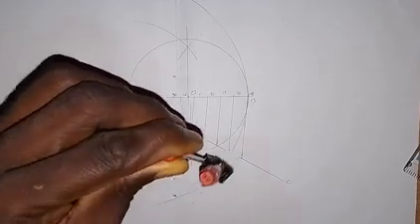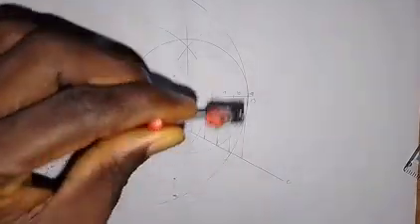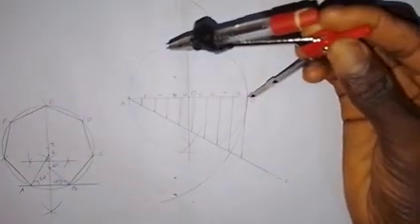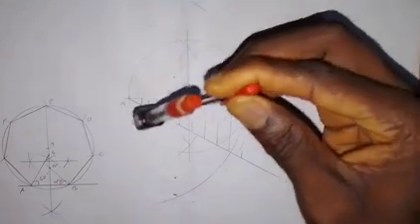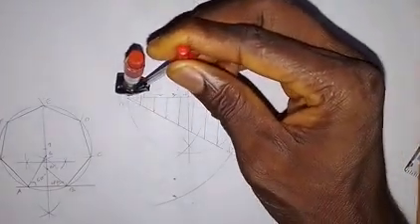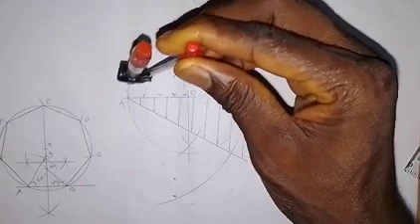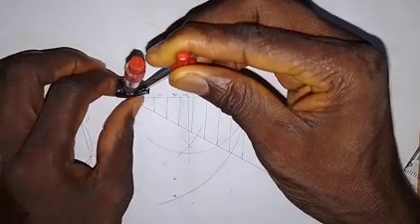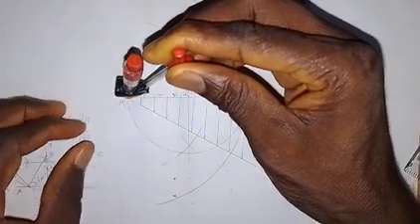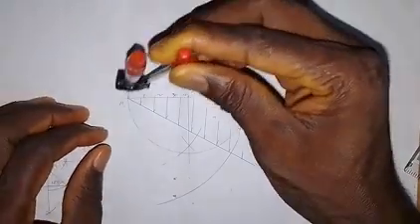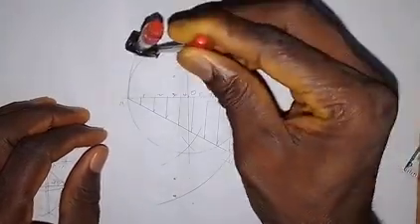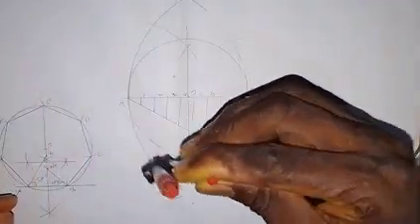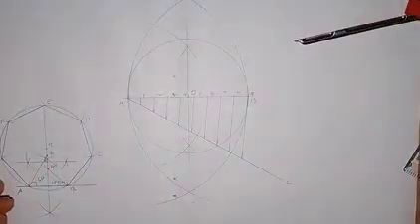Then with the same radius, put the midpoint at point B here. Then you draw an arc up. It will touch point A. So draw an arc up like this. Then you draw it down. So the arcs intersect.